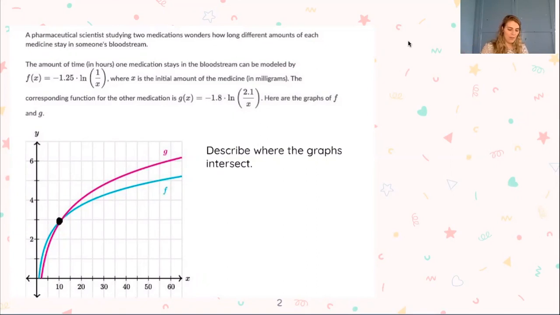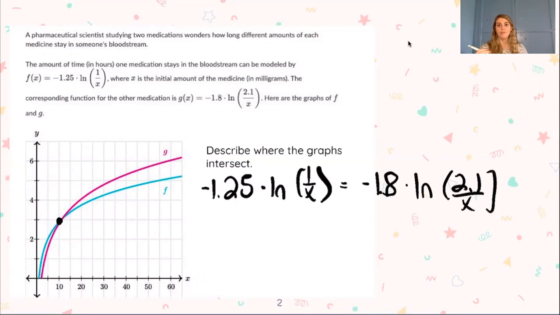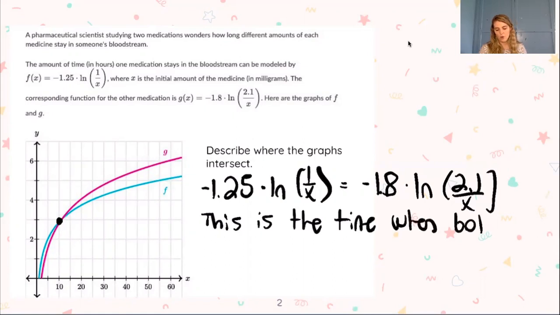So in math, what that means is that this equation from my first f of x is equal to my other equation. So in algebra 2, we can think of that as this is where we solve for x. In real life terms, what this says is that this is the time when both medicines are equally effective, or when both medicines have the same amount in the bloodstream.